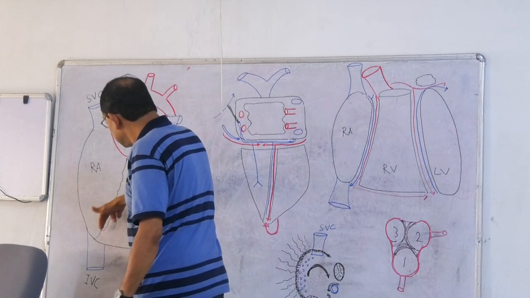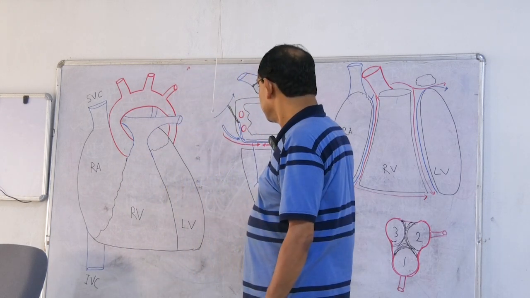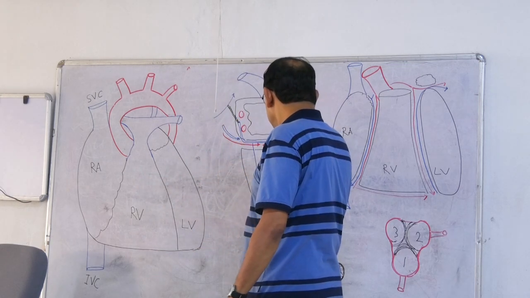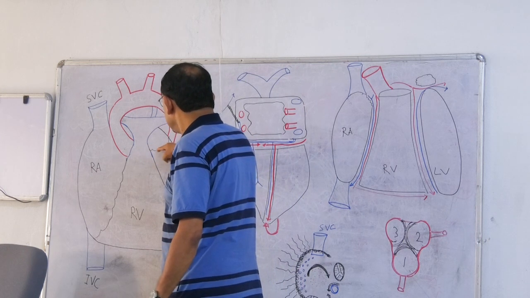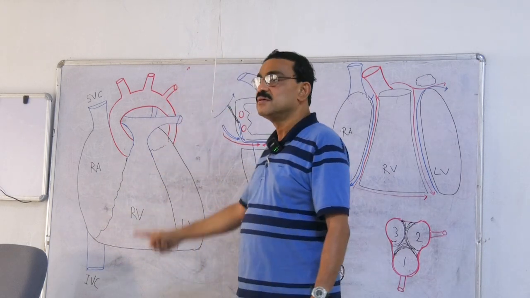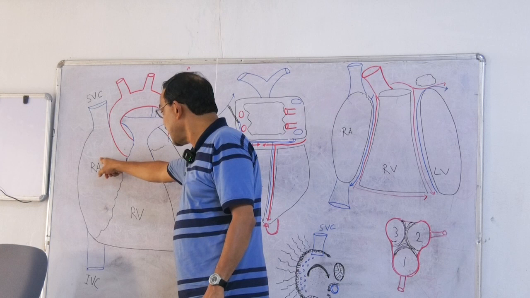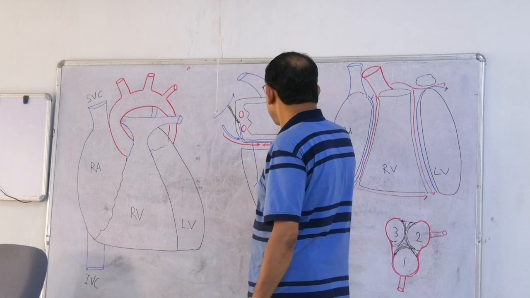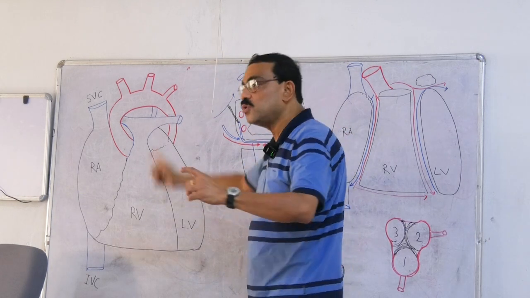One groove is in between the right atrium and right ventricle. And that groove, if we rotate it, we can see this groove is continuous posteriorly. And also this groove is continuous here also. So this groove actually encircles the heart and it separates the right atrium and right ventricle. Behind it separates the left atrium and left ventricle. So this is a circular groove.